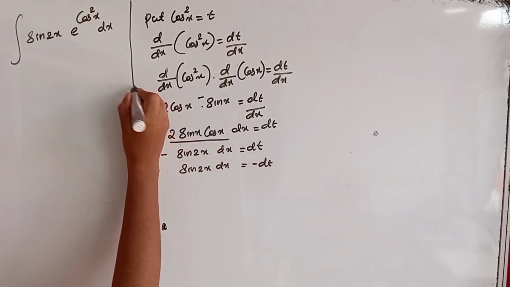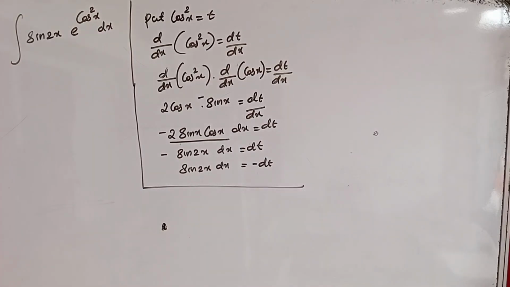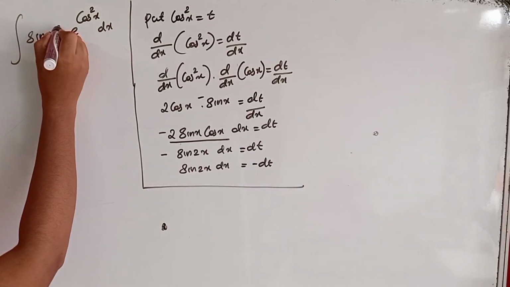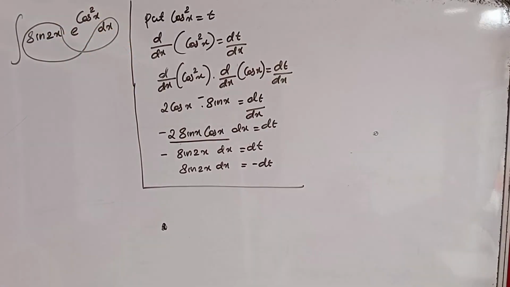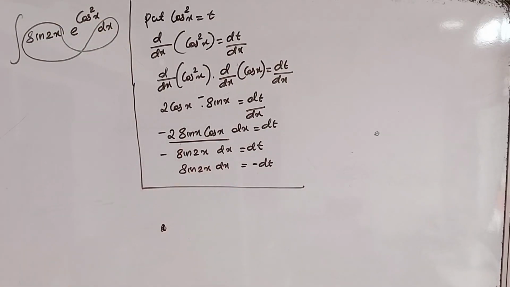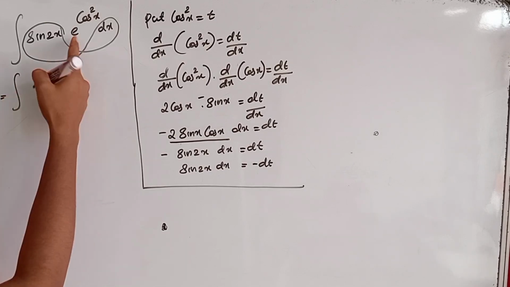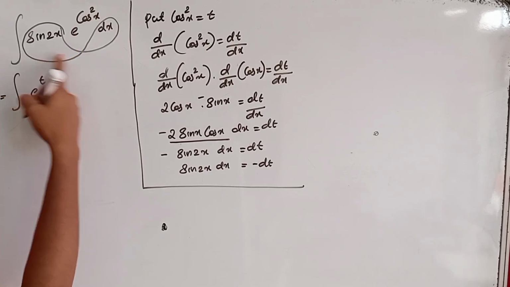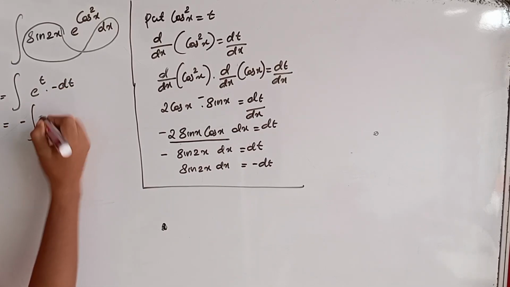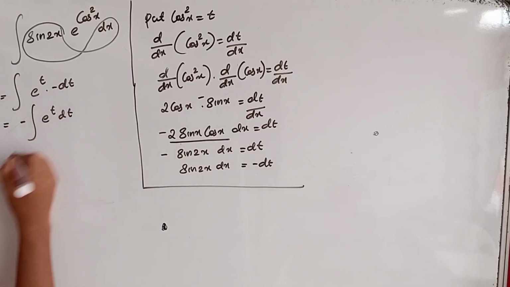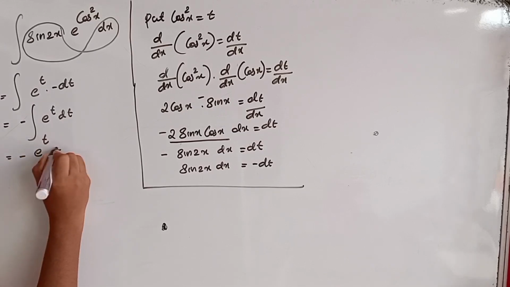So sin 2x dx is the term in the given function. So we replace this by minus dt. So the given function becomes e raised to cos squared x, that is, cos squared x is replaced by t, that is e raised to t, into sin 2x dx is replaced by minus dt. So this becomes minus of e raised to t dt.